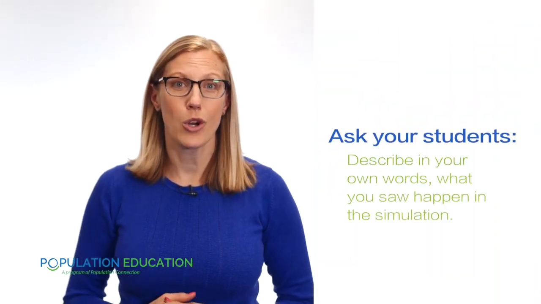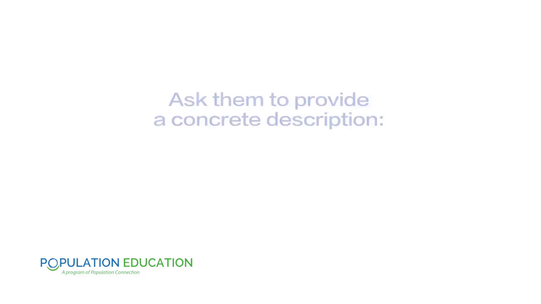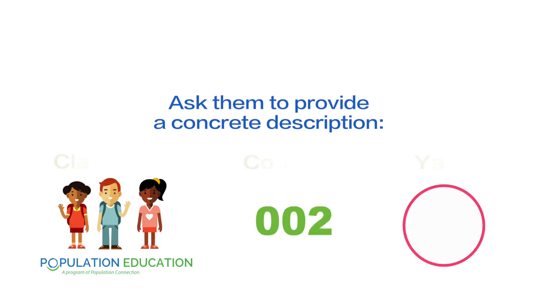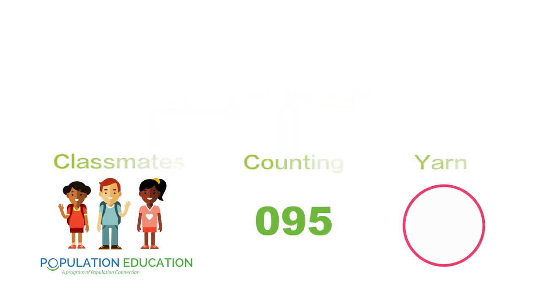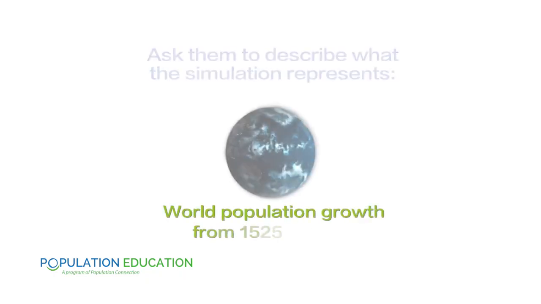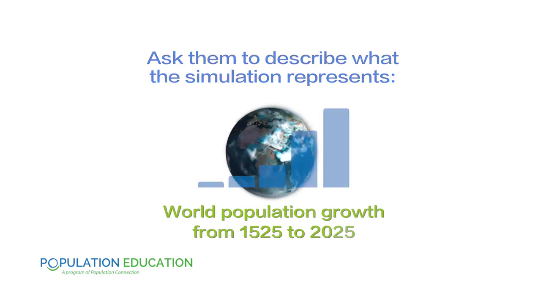At the end of the simulation, I really like to ask students to describe, in their own words, what they saw happen. For scaffolding, you may first ask students to literally describe what they saw, so speaking in terms of their classmates, counting, and a circle of yarn. After they've described the concrete, they can describe what the simulation represents. So now we'll be speaking in terms of the global population on Earth over several hundred years. And that's the lesson Population Circle and part one of Oh, How We've Grown.